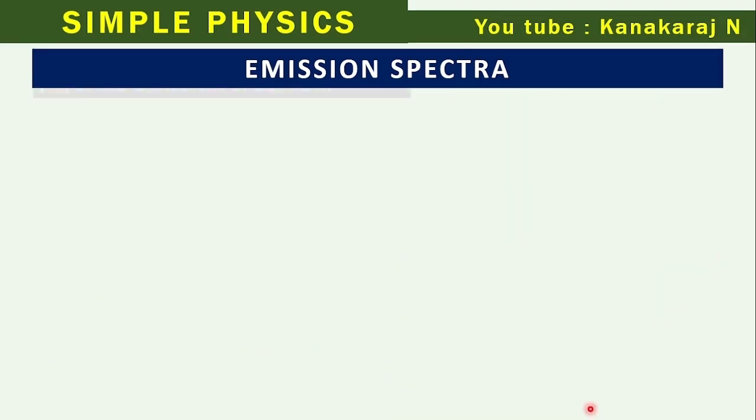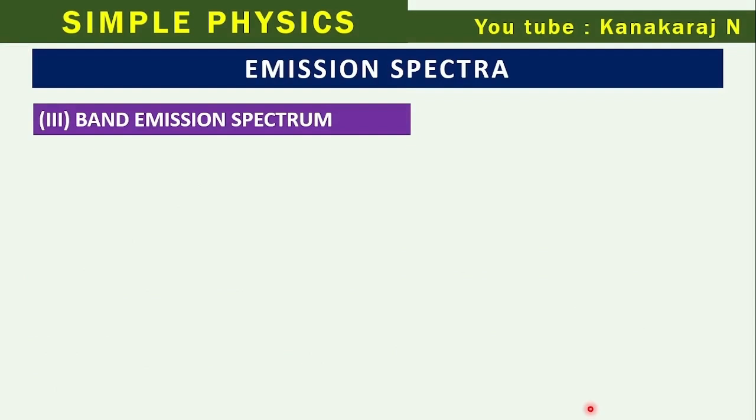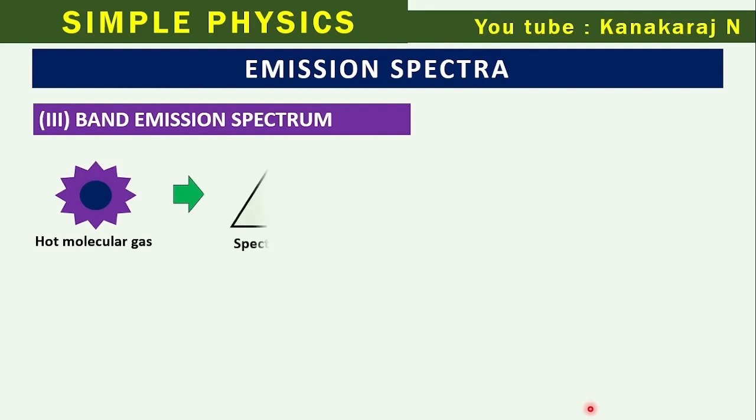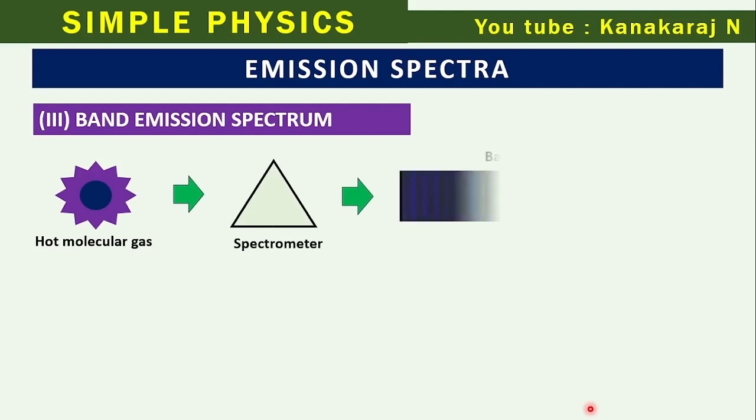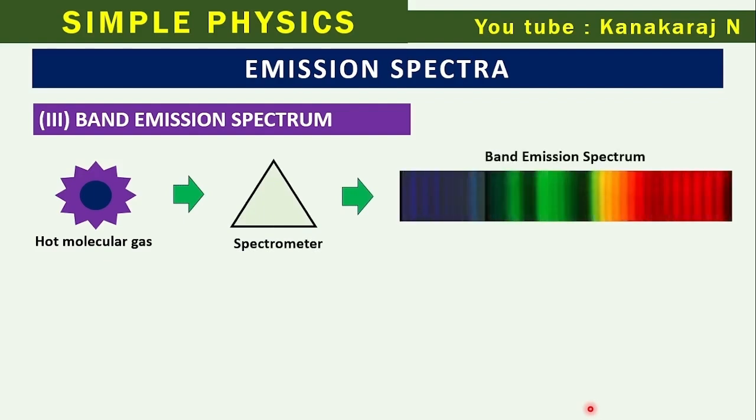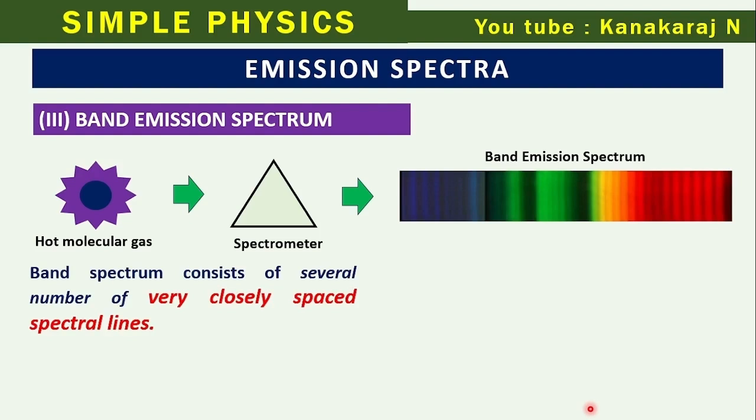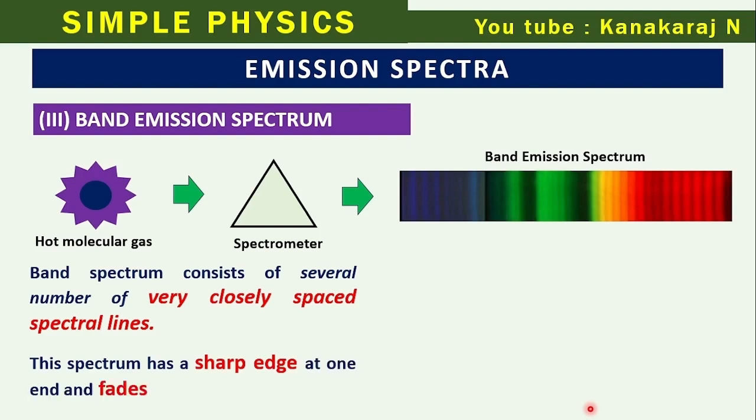The third one, band emission spectra. Hot molecular gas gives out light. It passes through the spectrometer. When we check the spectrum, we get the band emission spectrum. Band spectrum consists of several very closely spaced spectral lines. This spectrum has a sharp edge at one end and fades out at the other end.